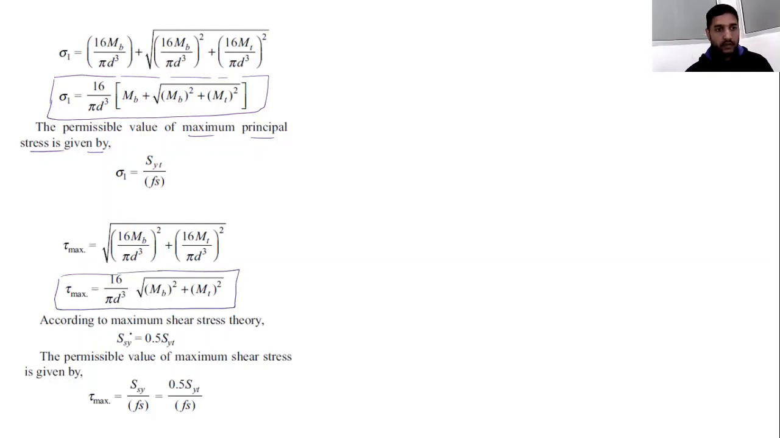And we know that the maximum shear stress will be half of the yield tensile strength, you can say, and the permissible value of the maximum stress is the failure stress, that is, the yield shear strength divided by the factor of safety, and this will be half of S_yt divided by the factor of safety. If we know the value of yield tensile strength, we can easily calculate the value of tau max.